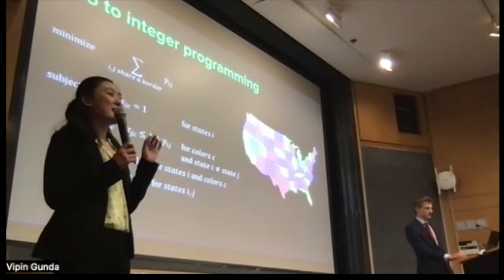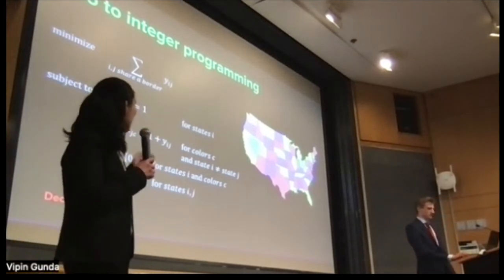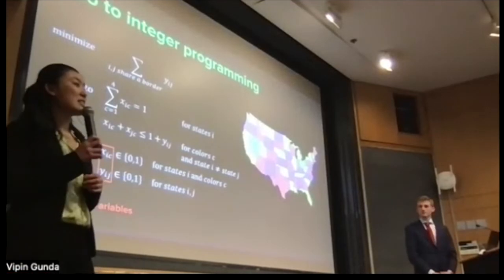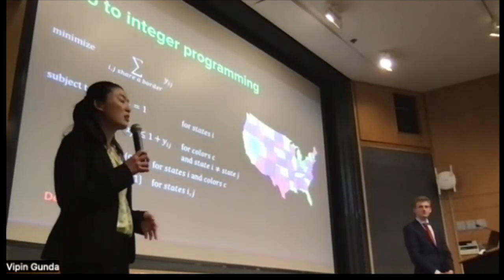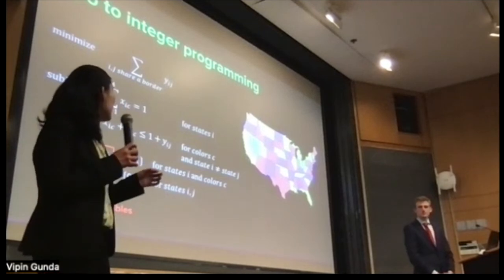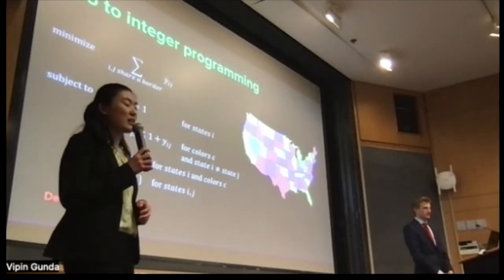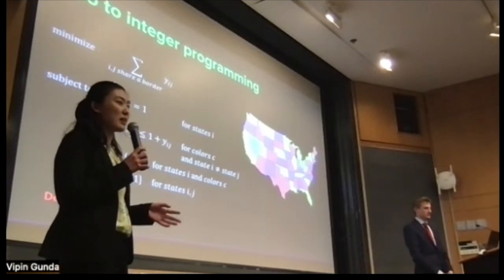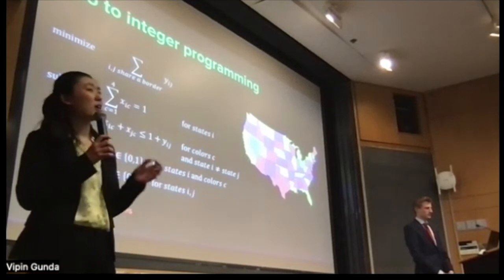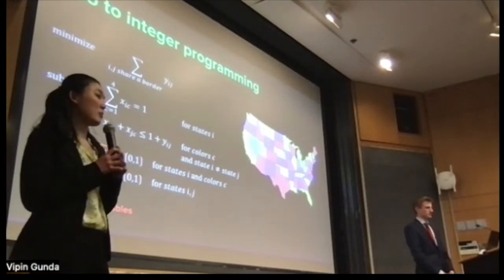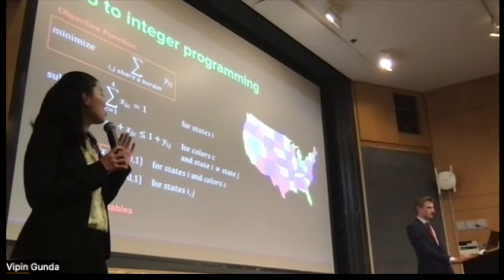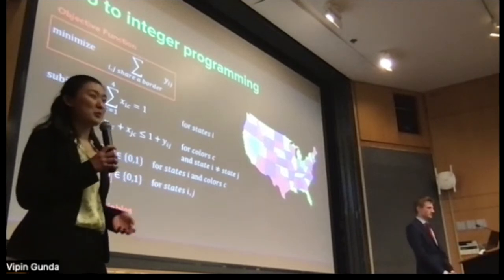Always starting with decision variables. Here we have x and y's. X subscript ic equals 1 if state I is given color C, otherwise it's 0. Y subscript ij equals 1 if state I and state j are the same color, 0 otherwise. Our goal or objective function is to minimize the total number of bordering states that are the same color. If it equals 0, then it would mean that we found an optimal solution.